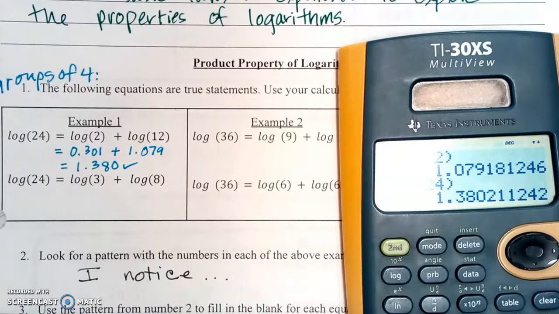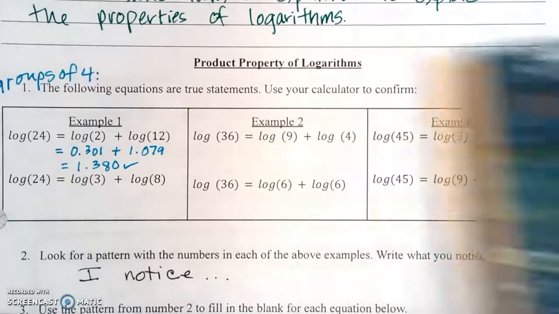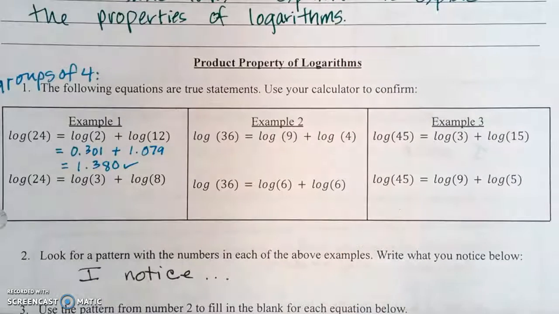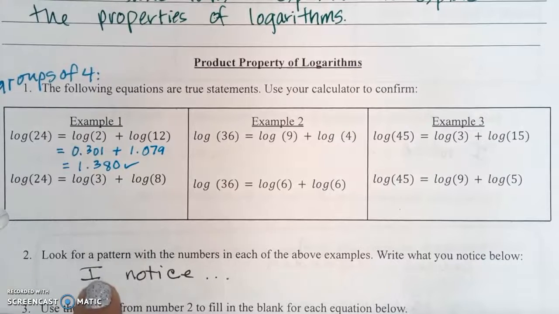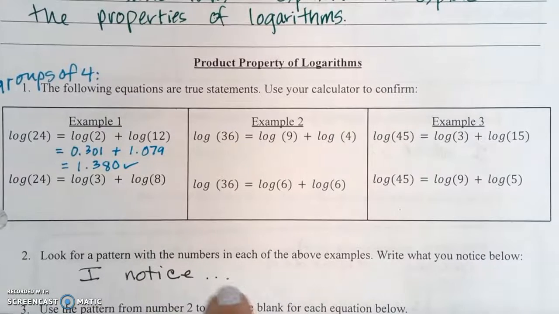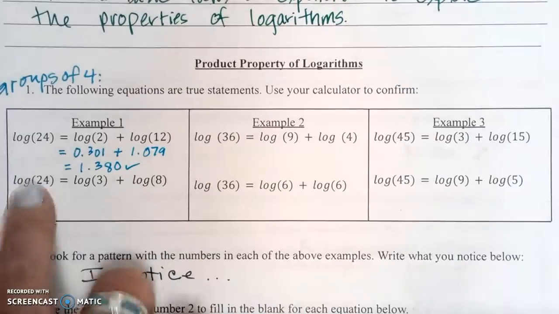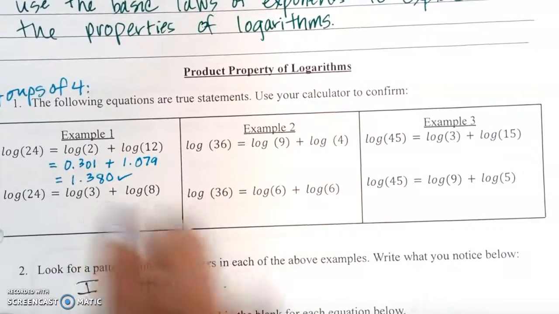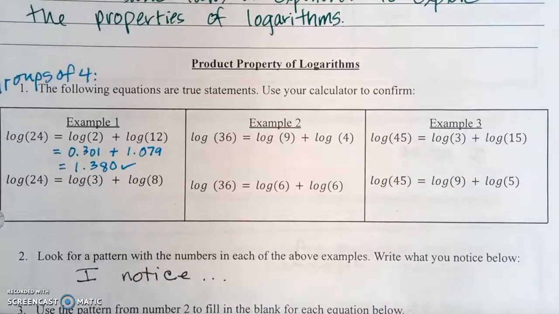Does anybody think they see the pattern here? Leah? Yes. Okay, so when it says, for problem number 2, I notice, you're going to say, I notice that whatever number is over here, the 2 numbers over here will multiply to get that number. So however you want to word that in your own words, okay?